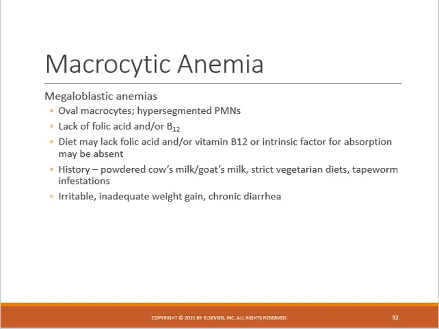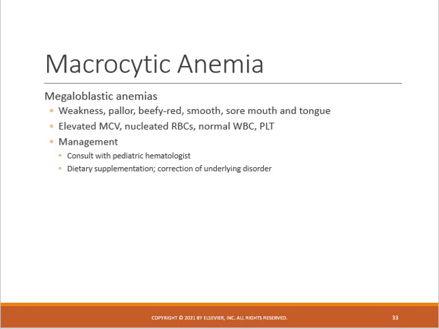It may be due to diet deficiency, or an intrinsic factor for absorption may be missing. It's important with these kids to assess what their milk intake is from, because powdered goat's milk or cow's milk, a strict vegetarian diet, or even tapeworm infestations can be a cause of macrocytic anemia. These kids may be irritable, have inadequate weight gain, and may have chronic diarrhea.